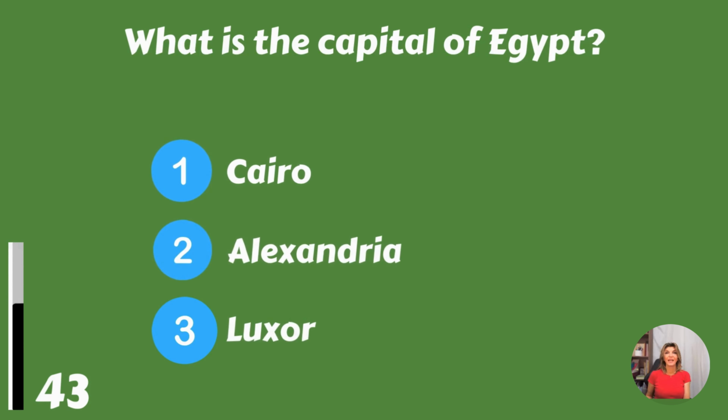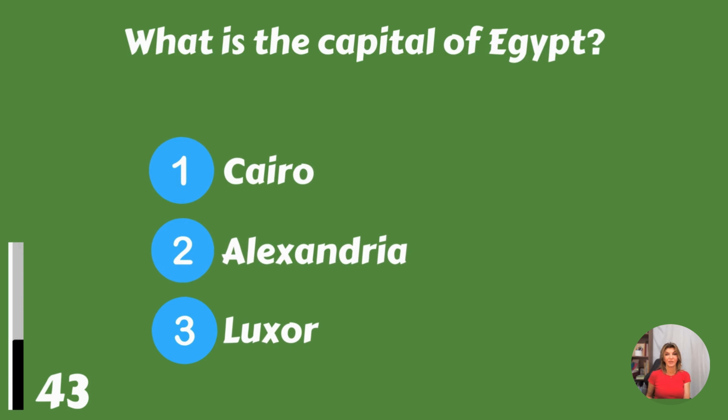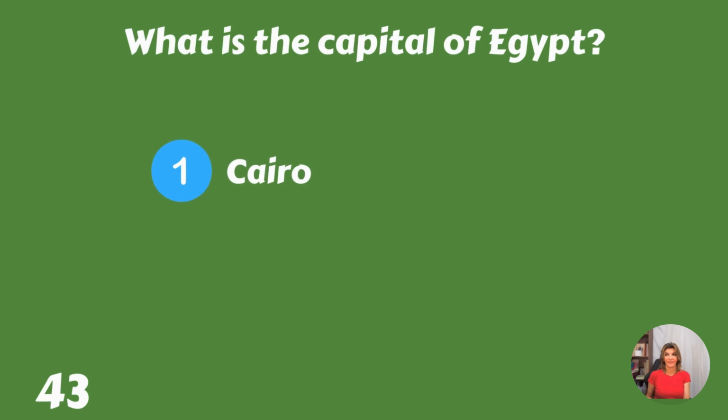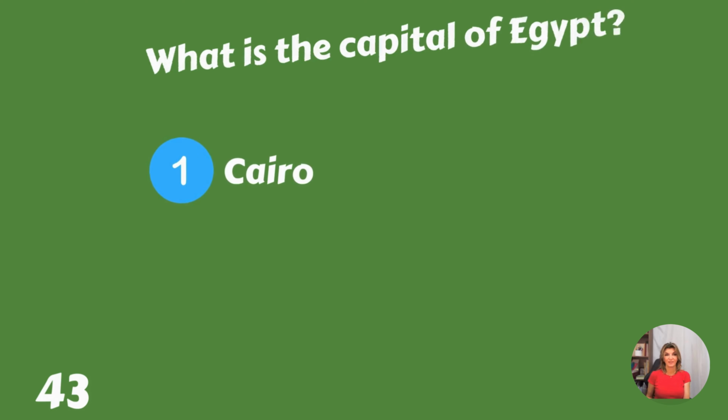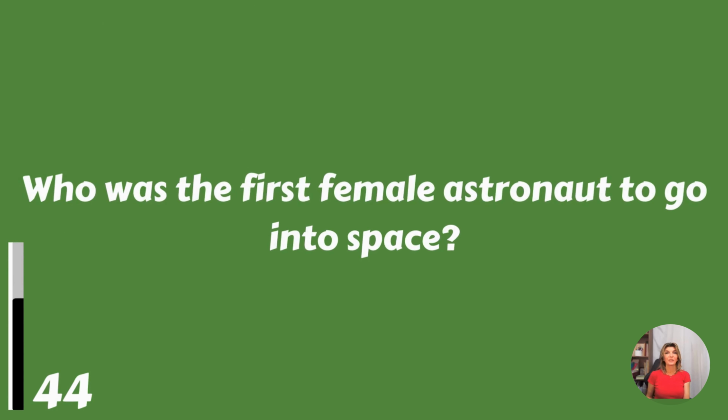What is the capital of Egypt? Cairo, Alexandria, or Luxor? Cairo. Question 44. Who was the first female astronaut to go into space?